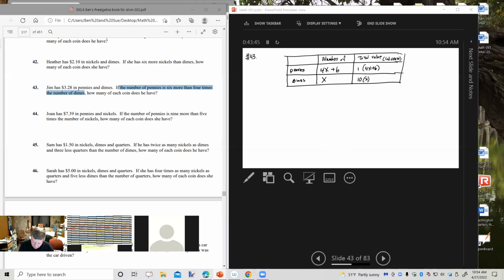Okay. If we take the value of the pennies, I'm going to put the 1 there just to show that that's the value. The value of the pennies plus the value of the dimes would be the total value, which is $3.28 or 328 cents.